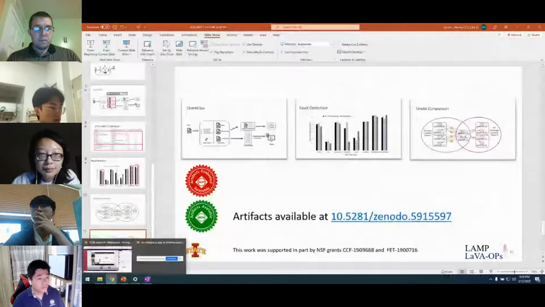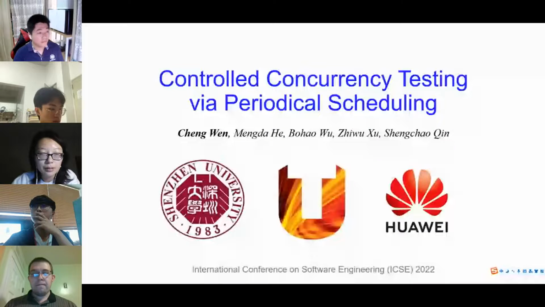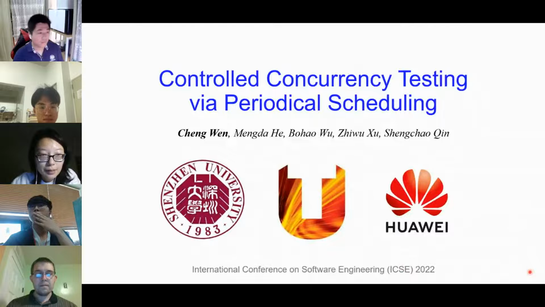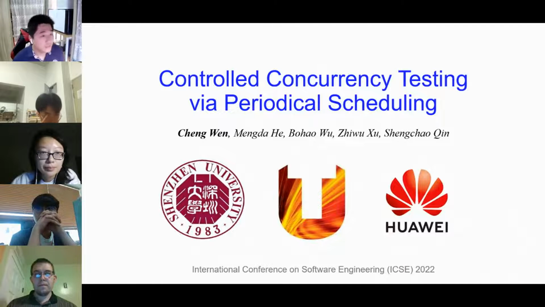Thank you, Michael. Okay. The next paper is called controlled concurrency testing via periodical scheduling, and Chen Wen will present that paper. Feel free to share your screen. Yeah. Okay, good. Go ahead.